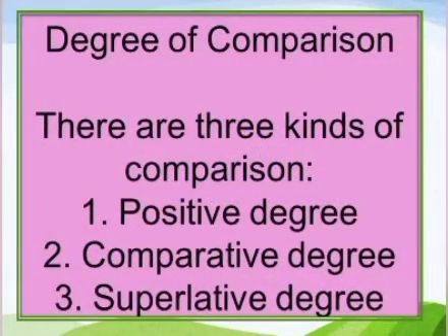Degree of comparison. There are three kinds of comparison degrees. Number one is positive degree. Number two is comparative degree. And number three is the superlative degree. Let's learn each one of it one by one.